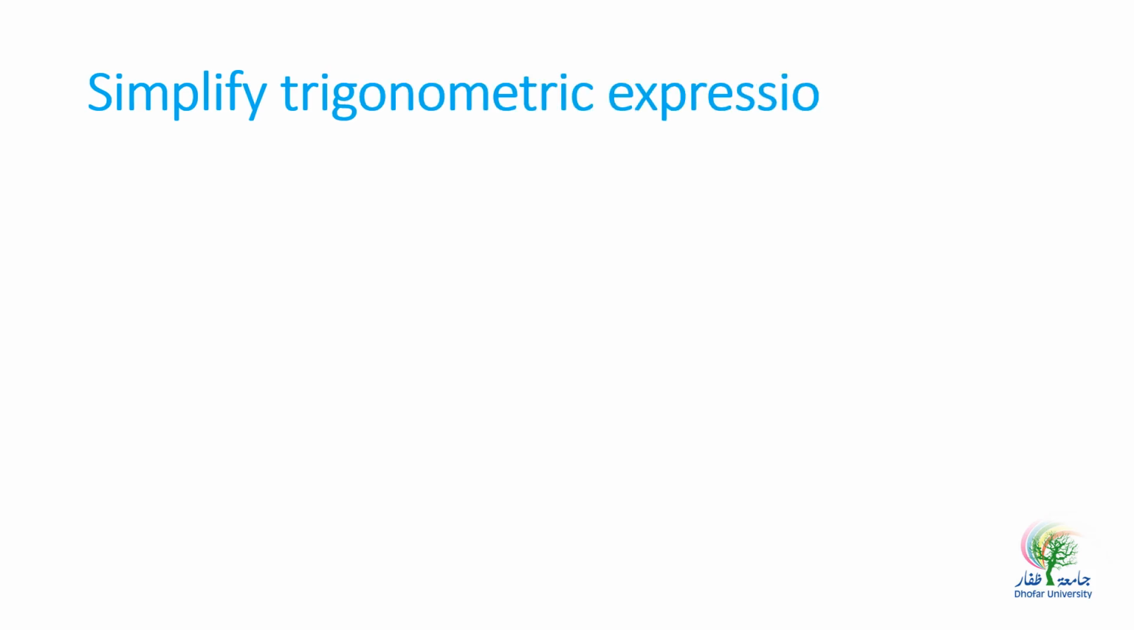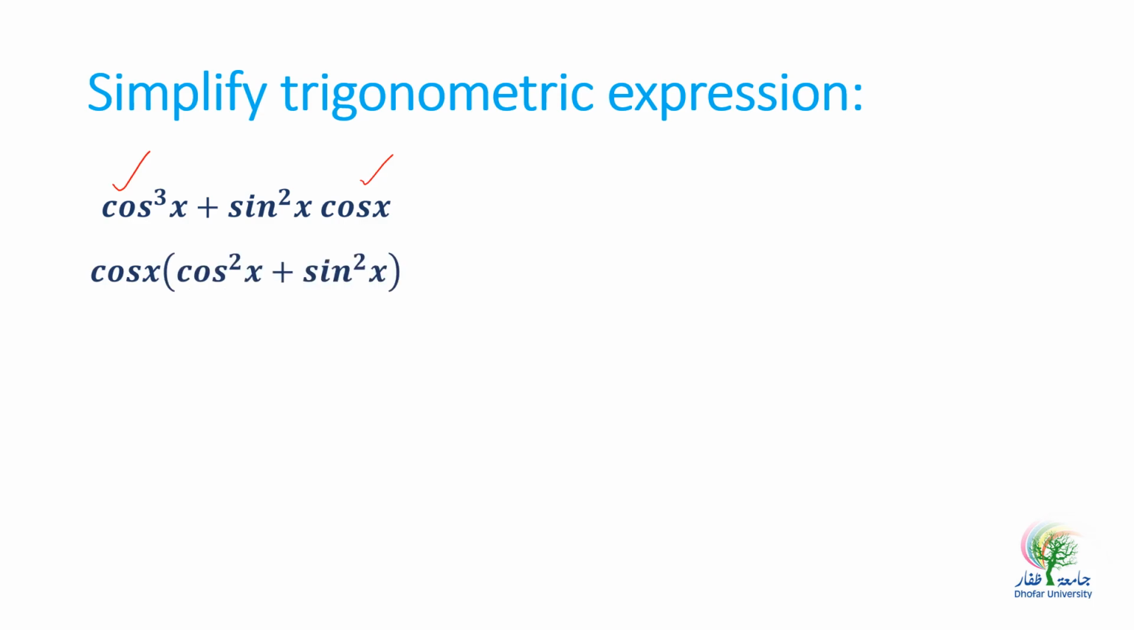Simplify the trigonometric expression: cos cube x plus sine square x cosine x. We have cosine here and cosine here, so take it common. Cosine x is common, leaving cosine square x plus sine square x, and we know cosine square x plus sine square x is 1, so the answer is cosine x.